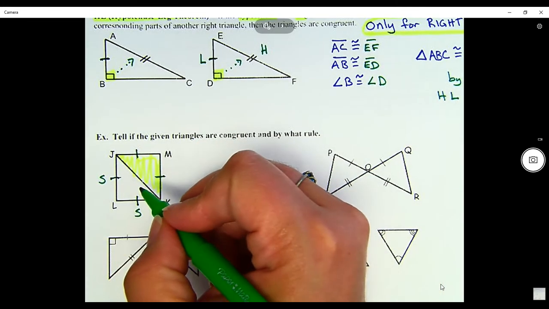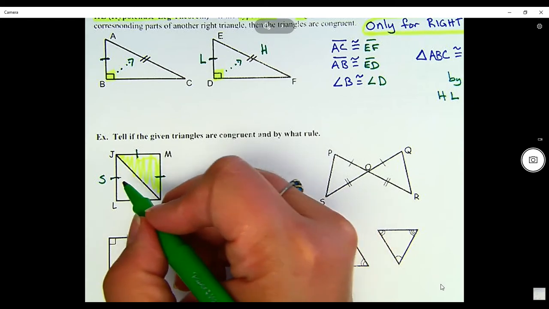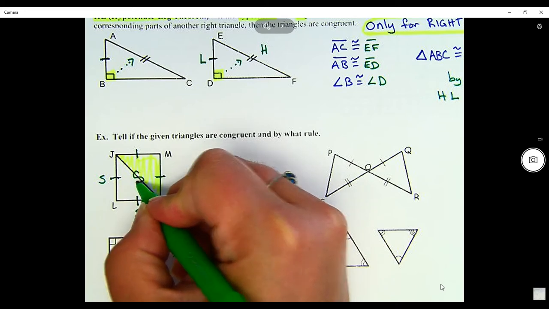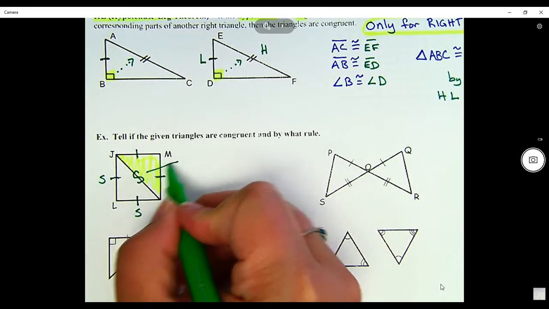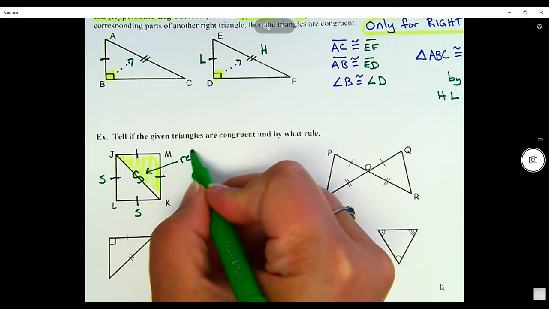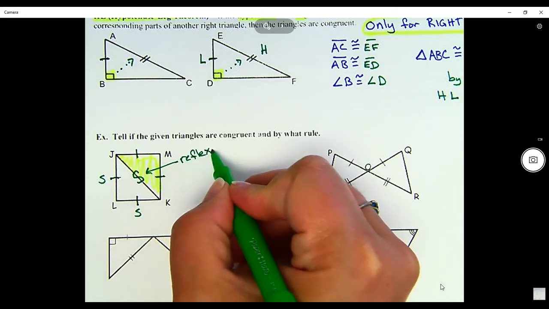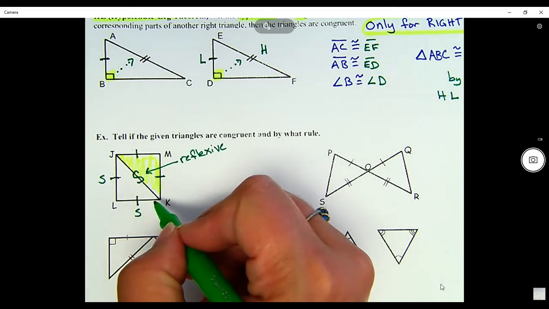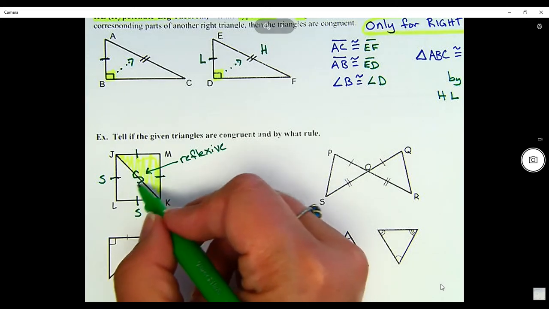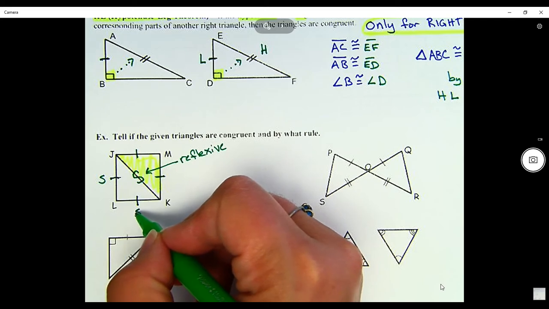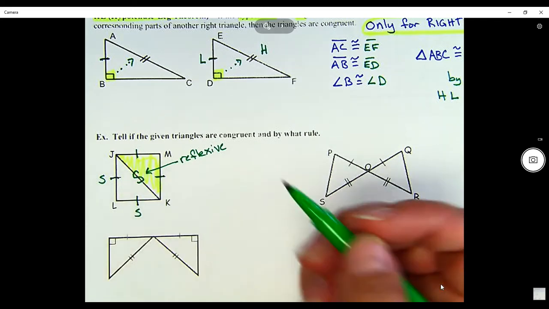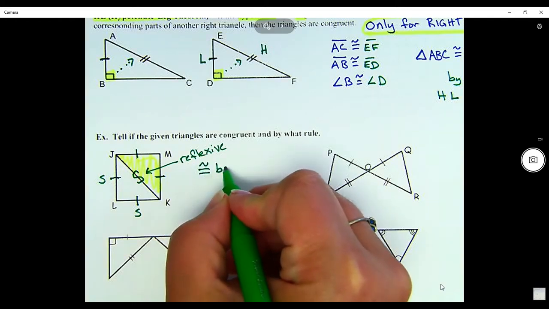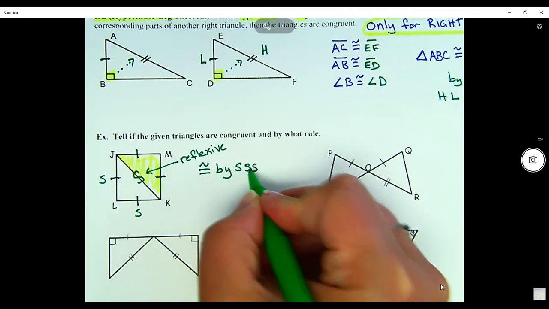And then this is a freebie. This is one that you don't always think about. But these two triangles actually share a side, and this is called the reflexive property, where something is equal to itself. So by the reflexive property, you can say that this side is the same, and then the other two sides are marked. So yes, they are congruent by side, side, side.